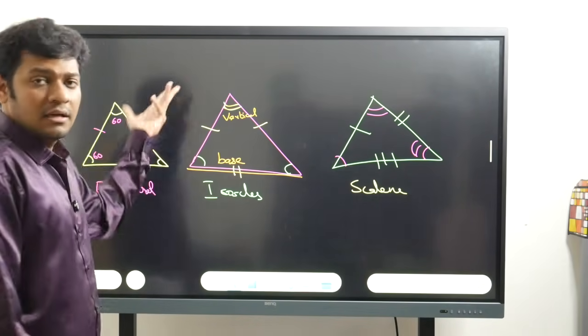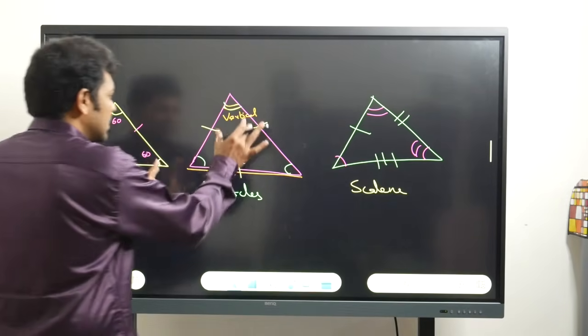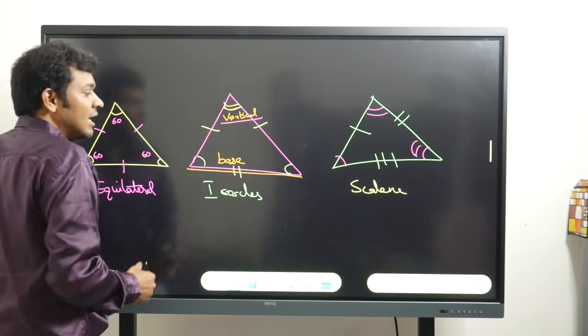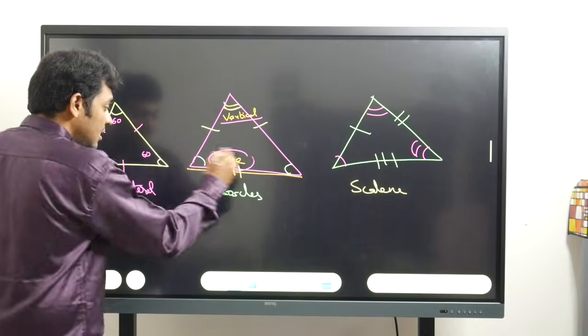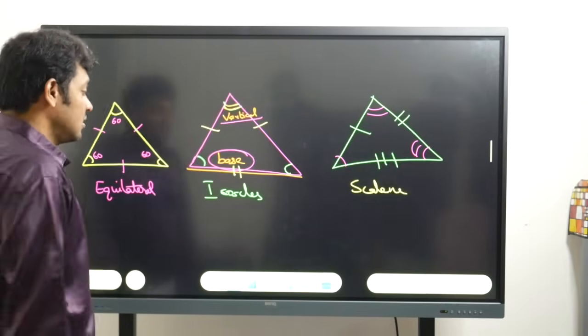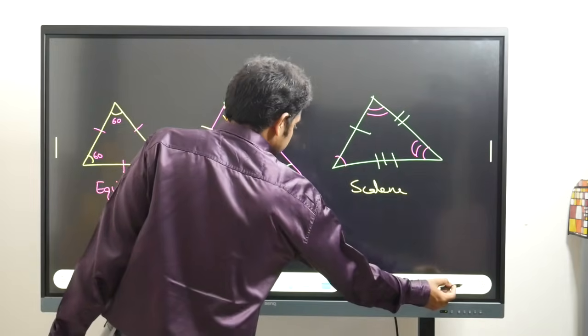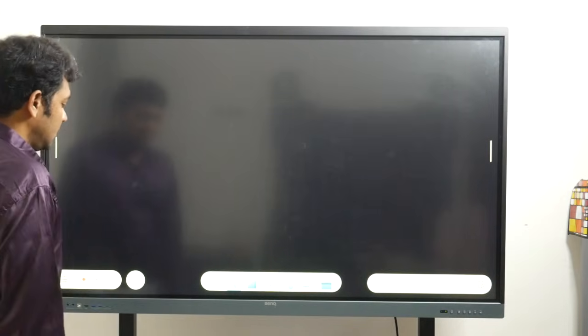All the angles can be called anything. There are no specific names. Here only you have vertical. When I say vertical angle, it's the unequal angle. When I say base, it's the unequal side. Next.